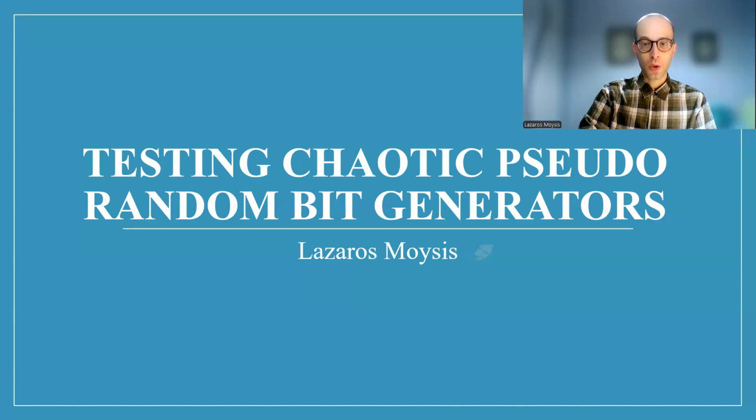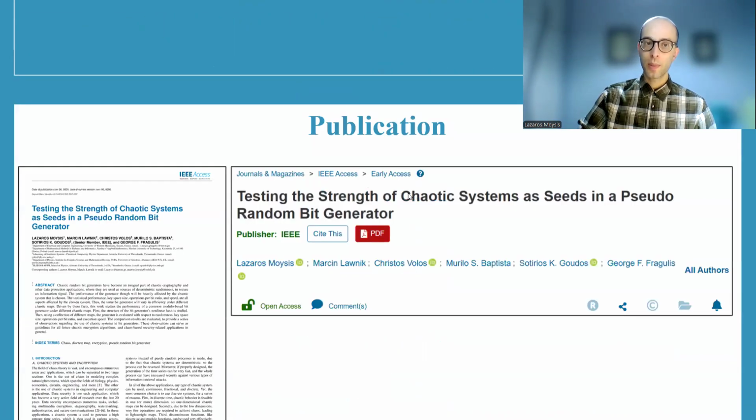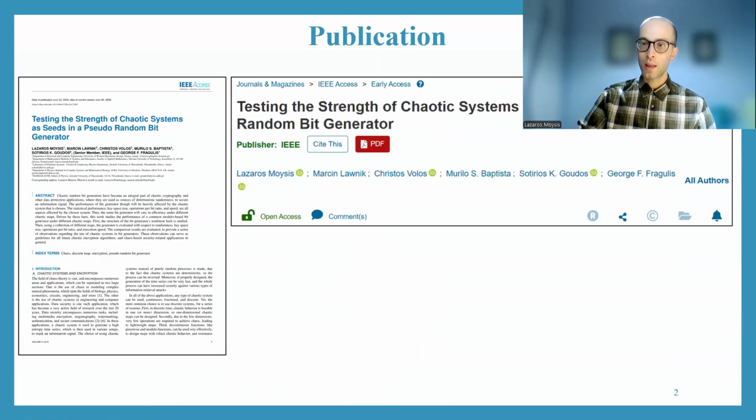Thanks, everybody. Today's video is going to be about chaotic pseudo-random bit generators. I'm going to present to you some results from a recent publication, published on IEEE Access. The title is Testing the Strength of Chaotic Systems as Seeds in Pseudo-Random Bit Generators. The basic idea is how different chaotic systems behave when they are used in a specific PRBG.